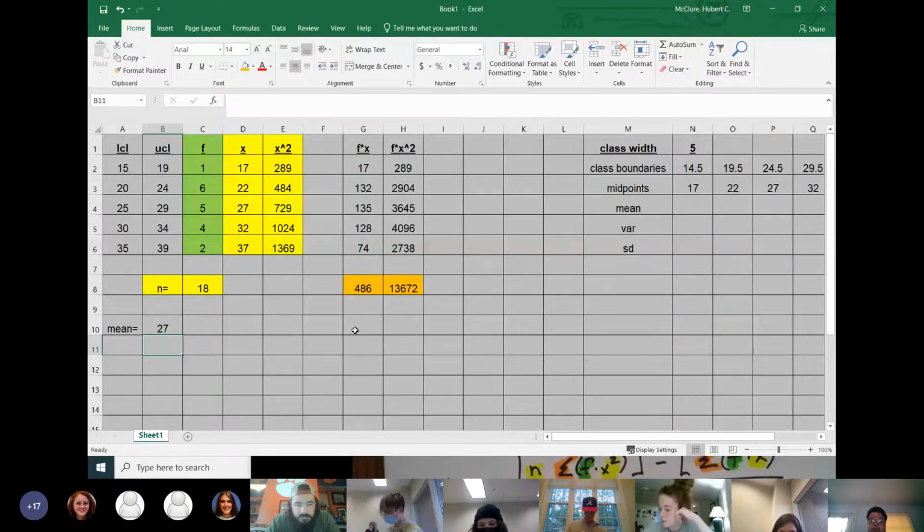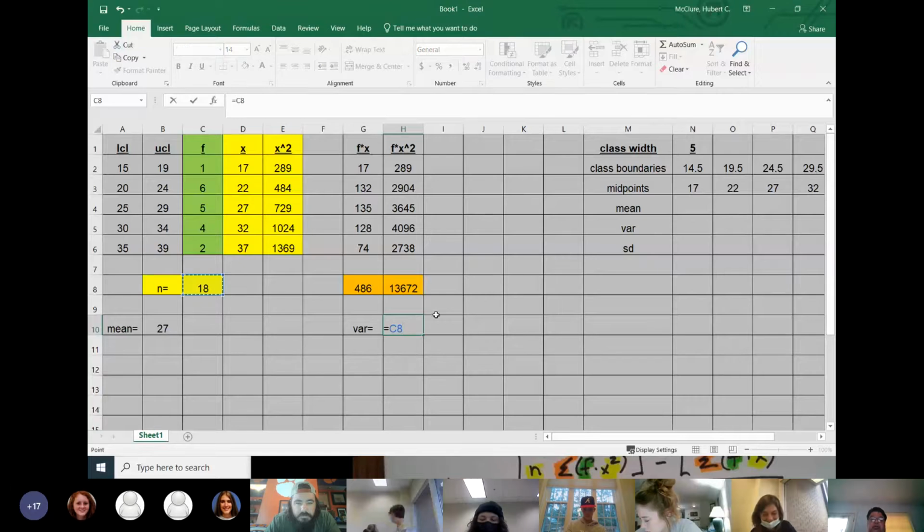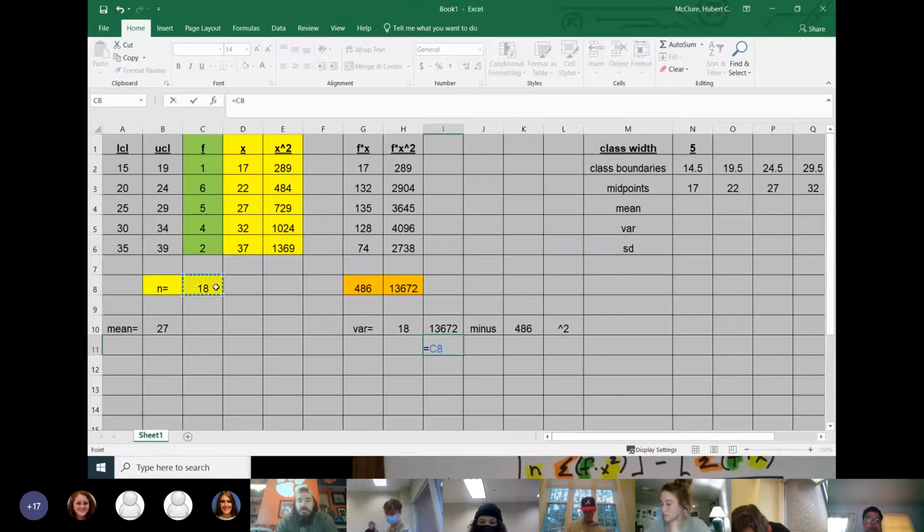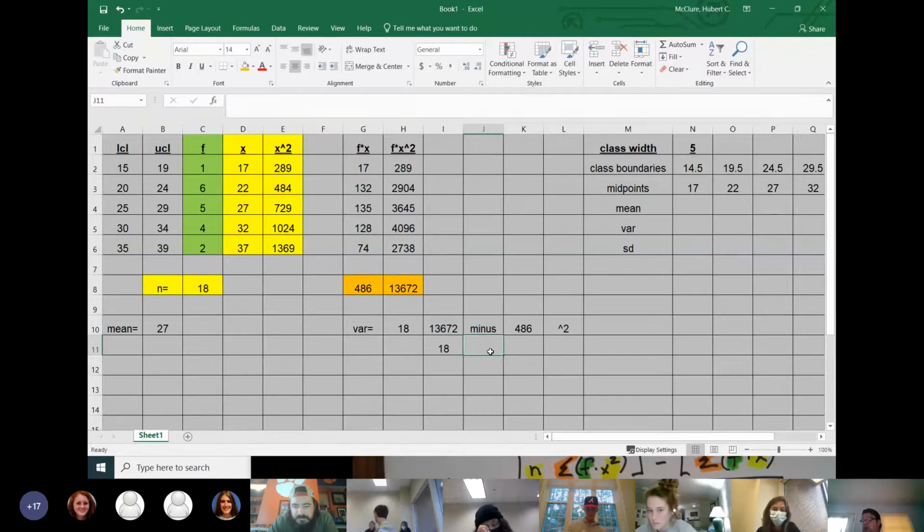Now let's plug and chug into the variance. So variance is equal to n, which is 18, multiplied by the summation of f times x squared, minus the summation of f times x, raised to the second power, all over n times n minus 1, and I'm just going to type in 17. And there is everything plugged in.